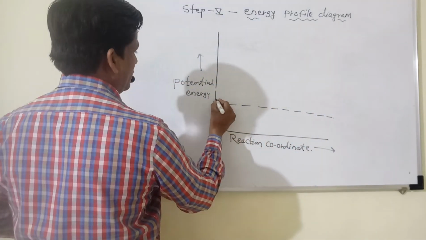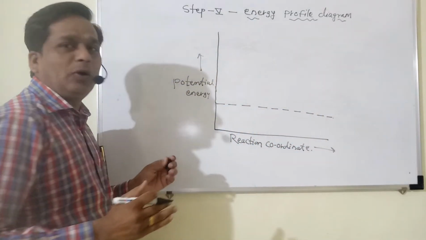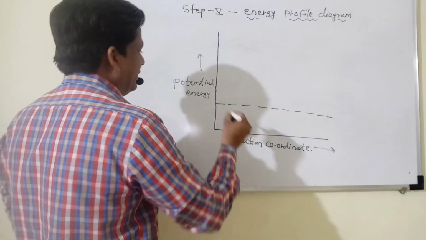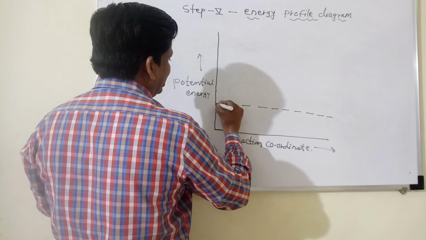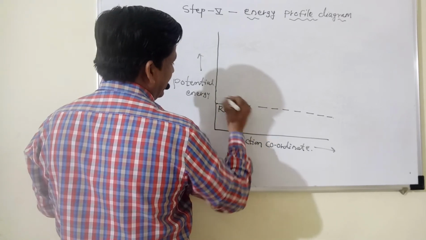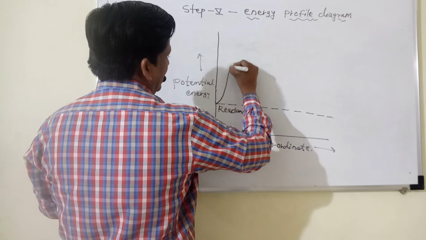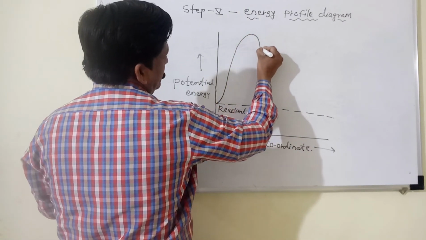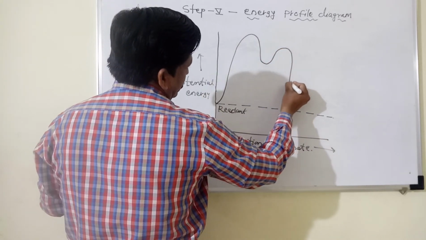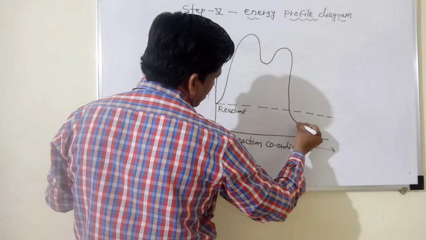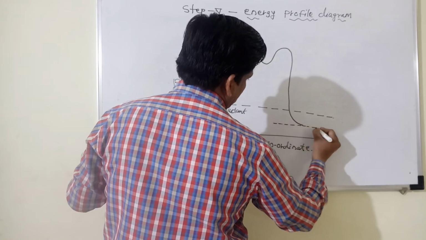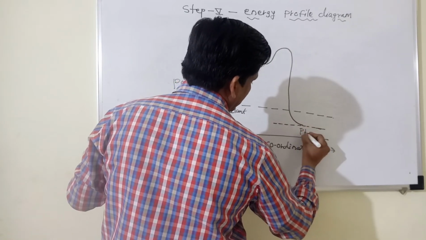We can start the reaction from here. In the mechanism we already saw there are two steps, which means there will be two transition states. In the graph we have to show it like this. The reaction starts from here, this is the reactant. We get two peaks like this, that means two transition states, and here we get the product.